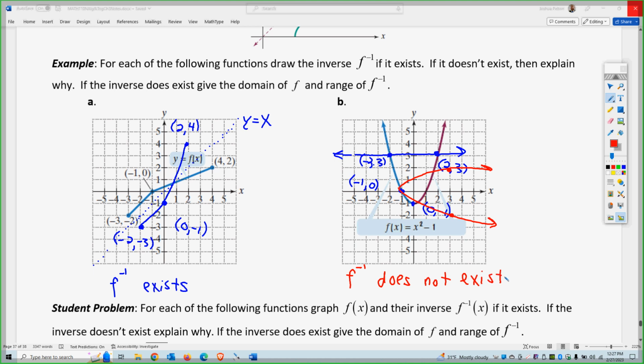In order to make it exist, we have to do some kind of domain restriction, which we'll do in the next part. All right, pause the video. Try the student problems for yourself.